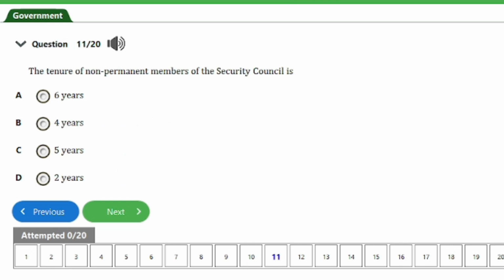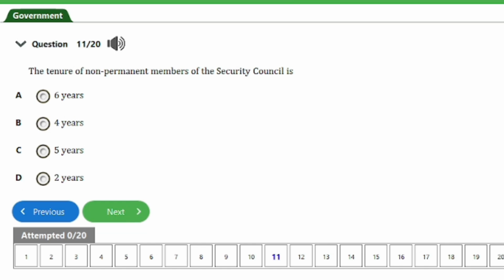It says, the tenure of non-permanent member of the Security Council is A, 6 years, B, 4 years, C, 5 years, D, 2 years. So guys, the answer to this question is option D, that's 2 years.